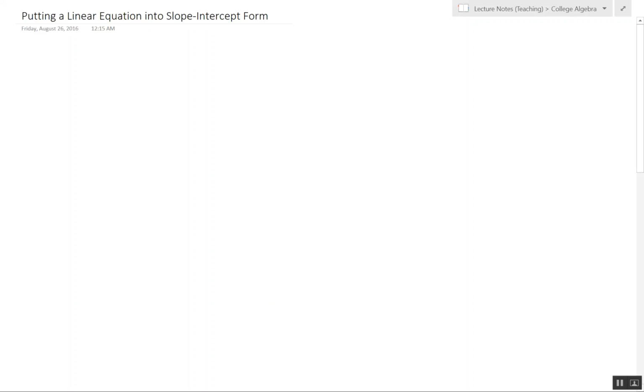Hi everyone, we're back with more linear equations. This time we're going to talk about one of the different forms that you can have besides the general form. And we're going to talk about slope-intercept form today.